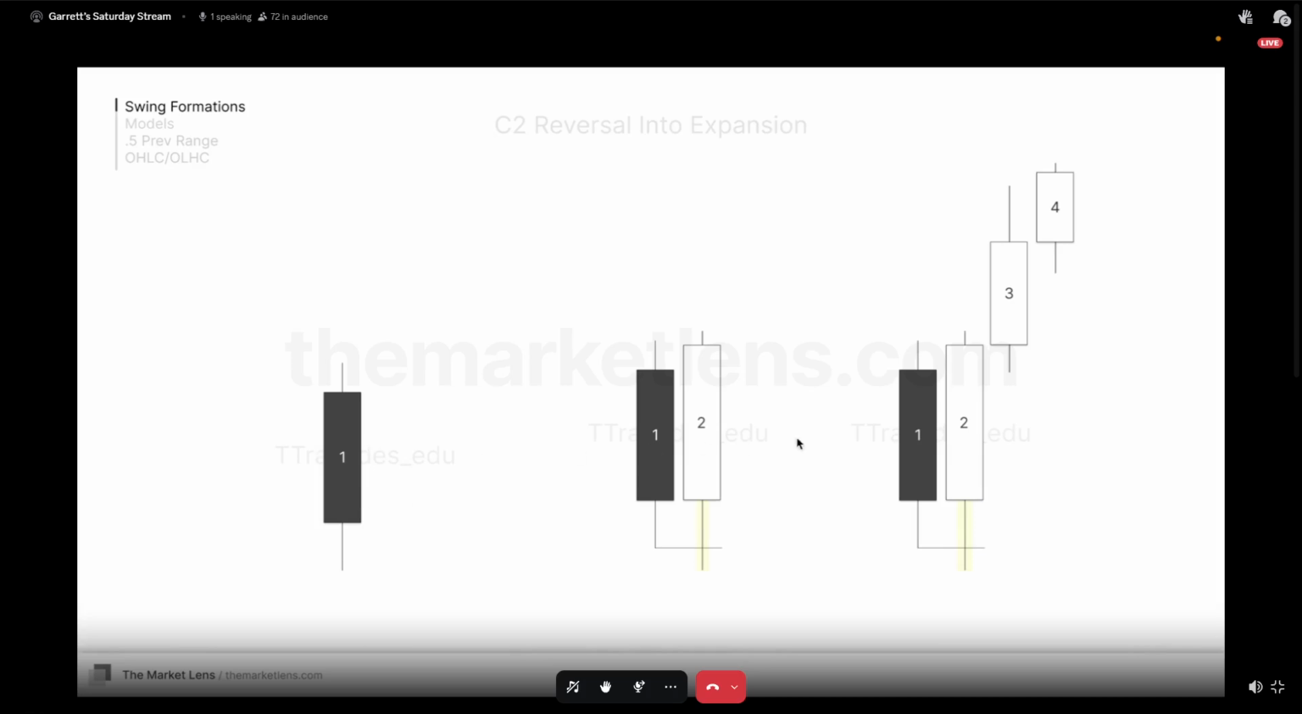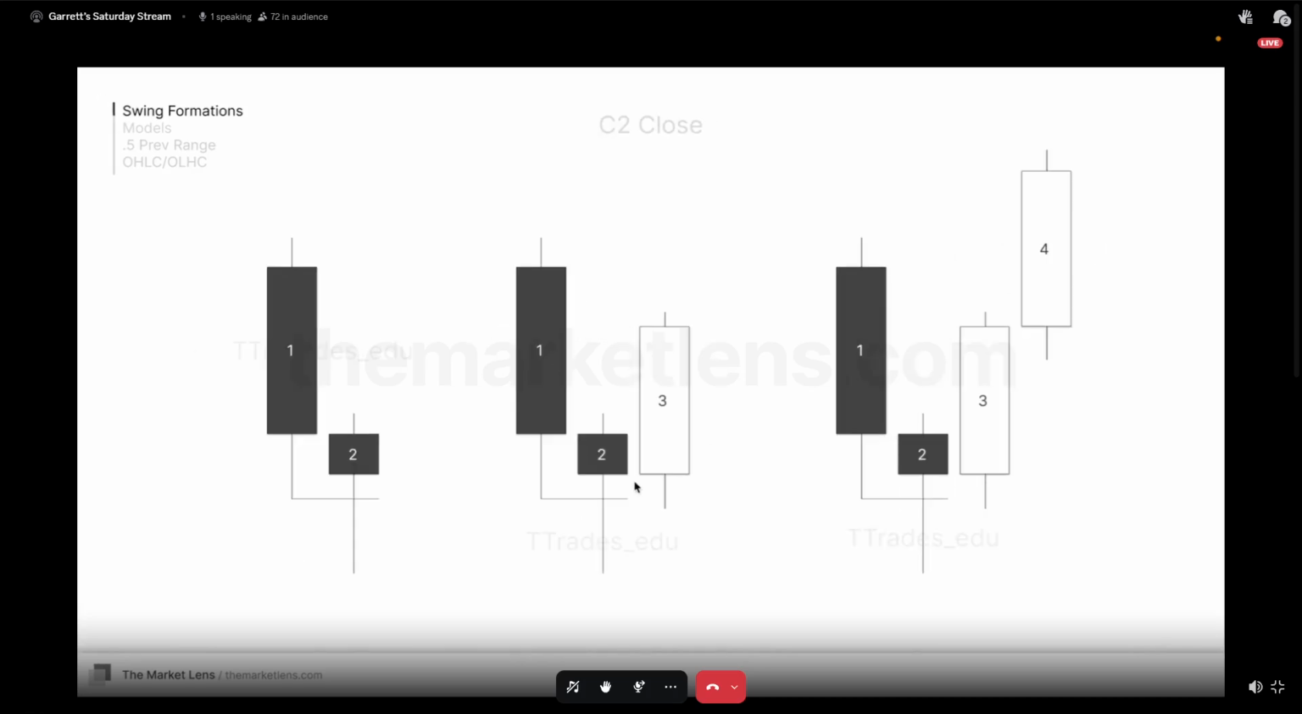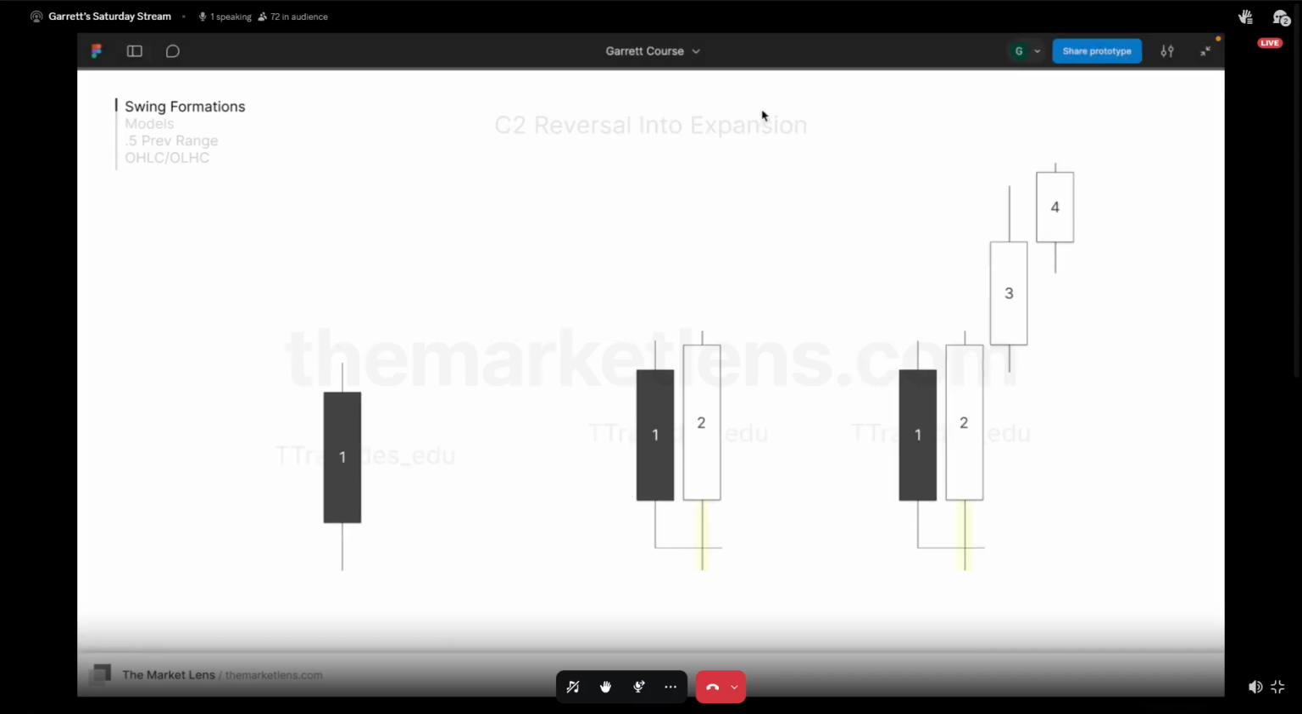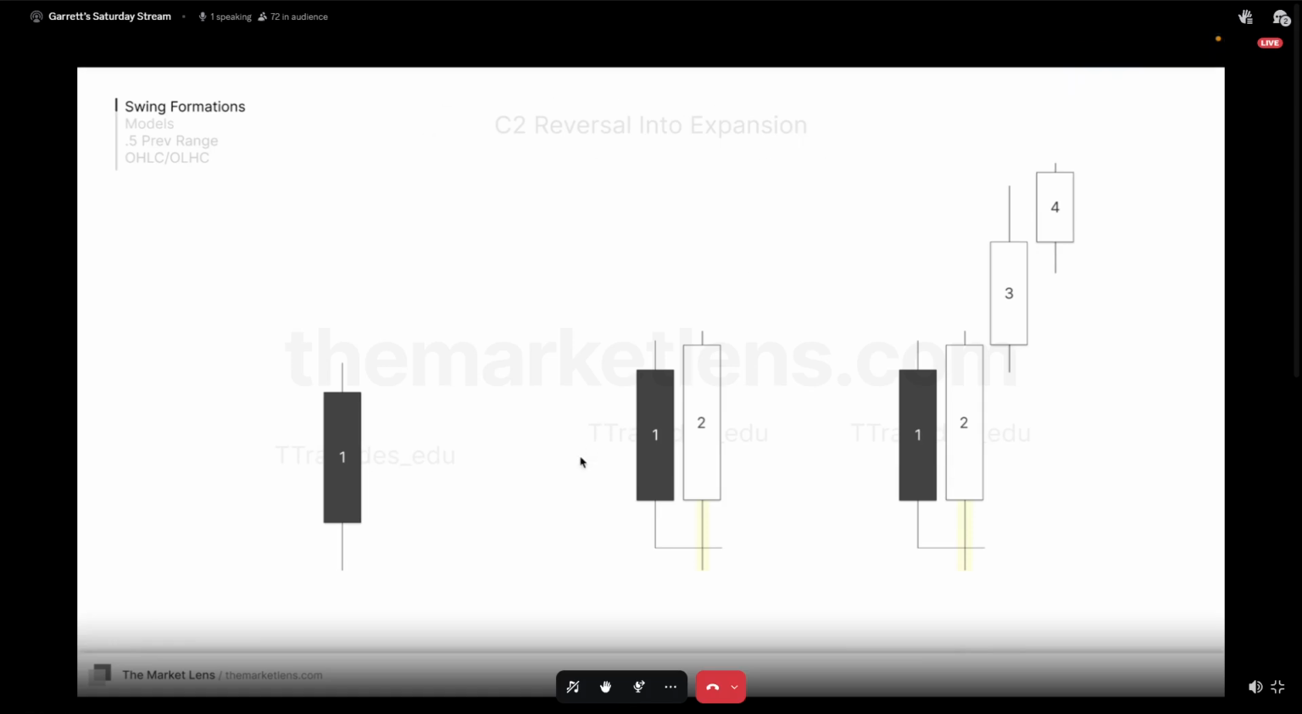But so candle 2 reversal. We just went over, obviously, candle 2 close swing formation. This is a candle 3 close swing formation. Now we're in candle 2 reversal into expansion, as you see highlighted up here. So this is when candle 2 hits a key level but doesn't reverse. So this is when we can anticipate reversal off of candle 1's low, ideally. And the signature for this is when we have a small wick, right? Price can reverse into expansion, right?